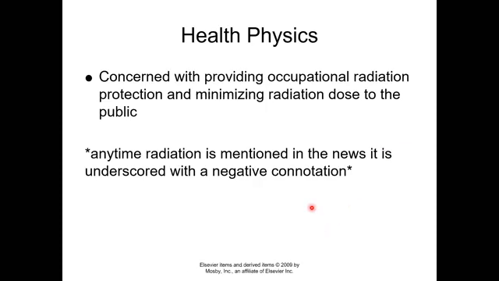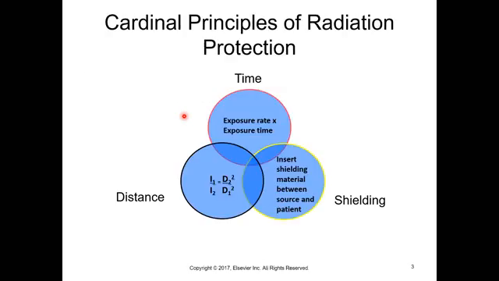So we're going to jump right in, and it's very important that you know the definition for health physics, and that it's concerned with providing occupational radiation protection and minimizing radiation dose to the public. So health physics basically has to deal with just general radiation protection, keeping ourselves safe and the public safe, and using the minimum amount of radiation necessary to get whatever image that you need. Okay, easy peasy, right?